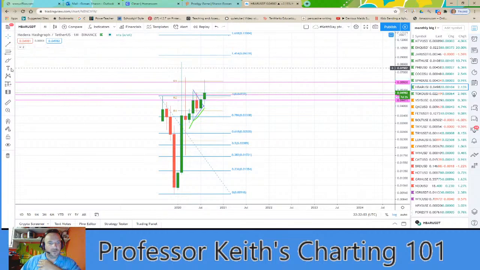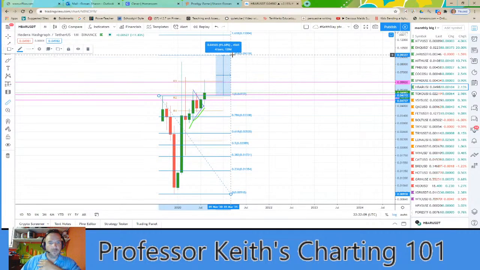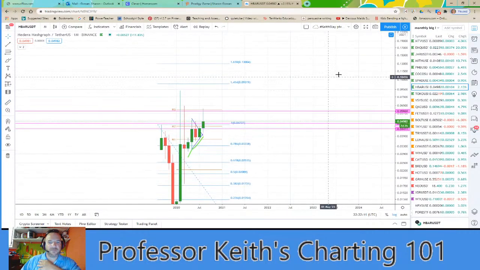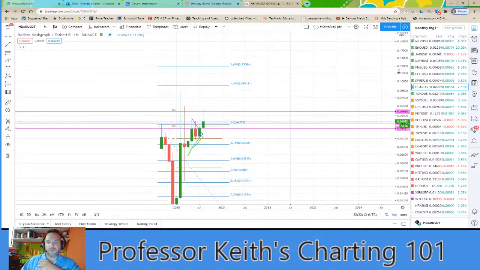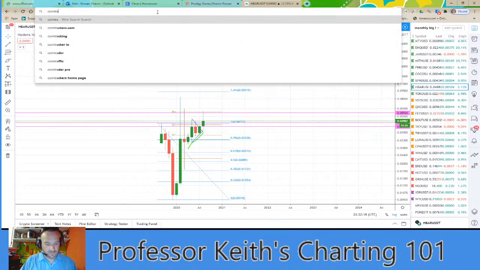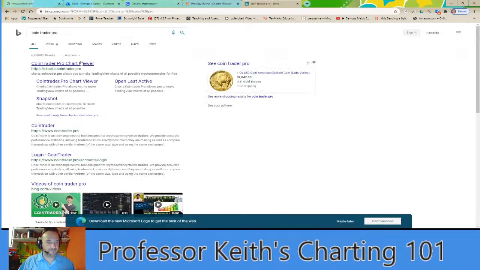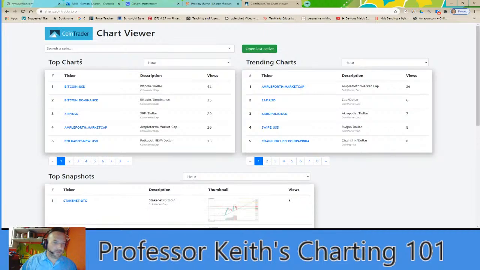Get this out of the way here for a minute. Measure here. That seems like... That's not the full fractal. That can't be. Let's do CoinTrader Pro. I bet that looks better.